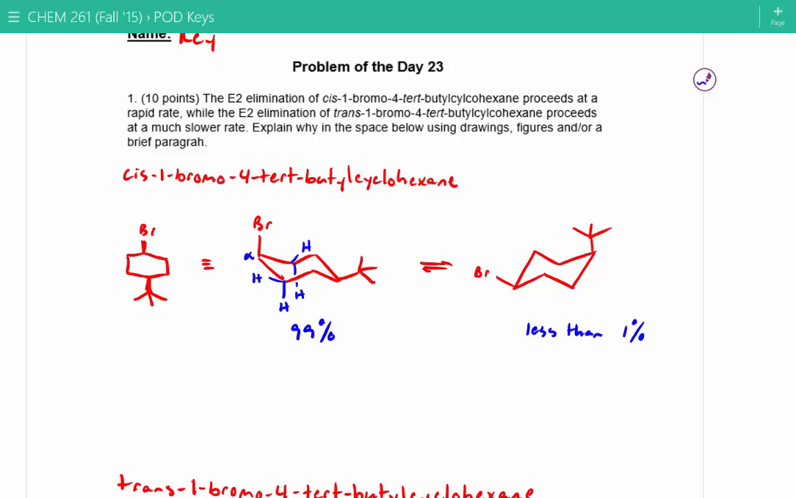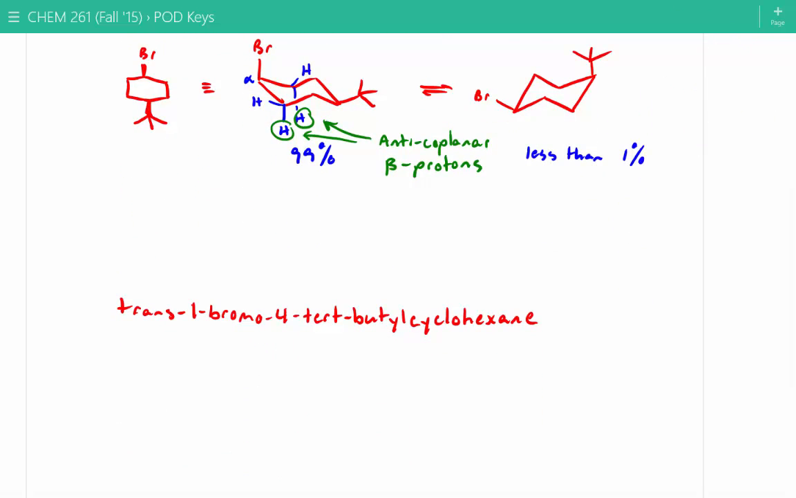So let's circle those. And we'll say these are anti-coplanar beta protons. An E2 reaction will not occur unless you have an anticoplanar beta proton. Let's do the same thing for our next reagent. This time we've got the trans-isomer.